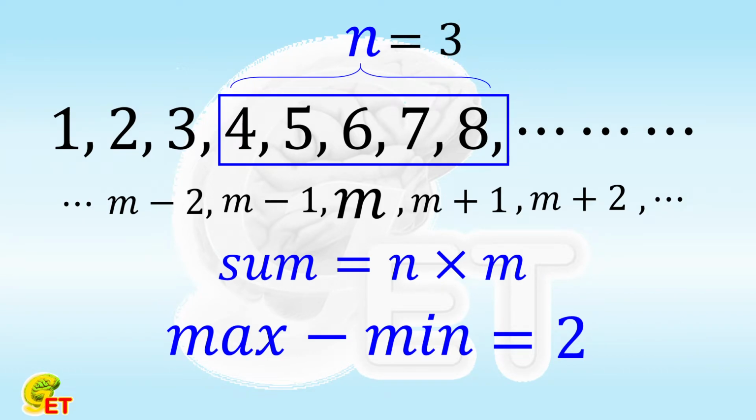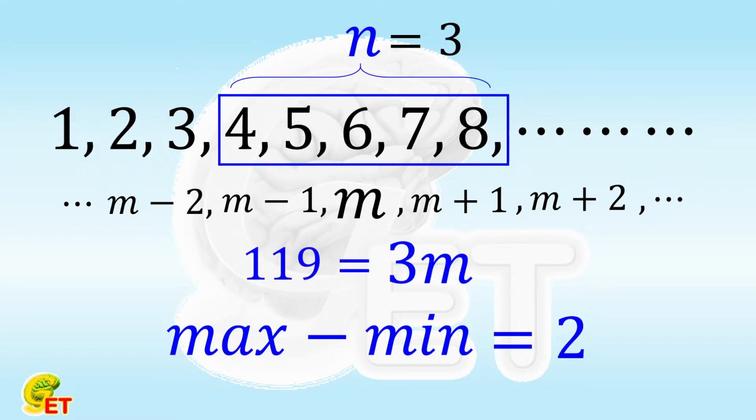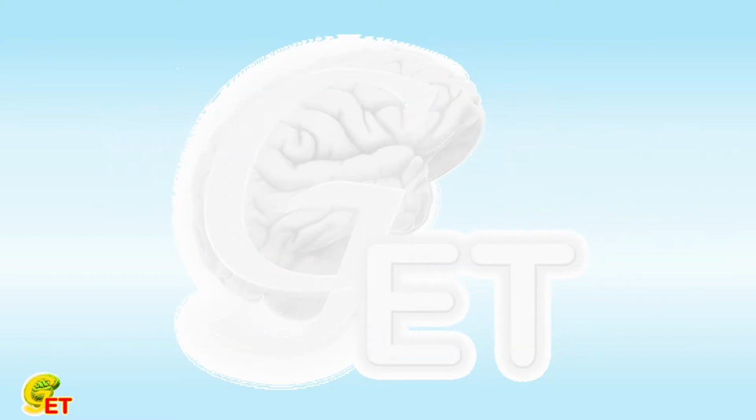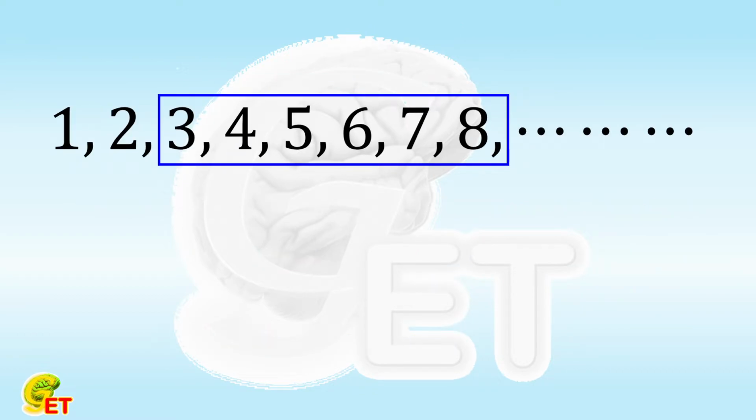That is, 3 times m is equal to 119. Unfortunately, 119 is not divisible by 3. So, this case is an impossible one. The second case is that the amount of the natural numbers in this sequence is even.